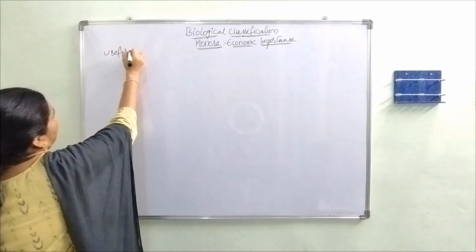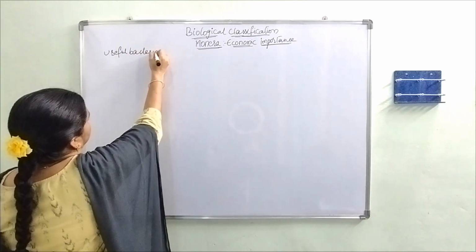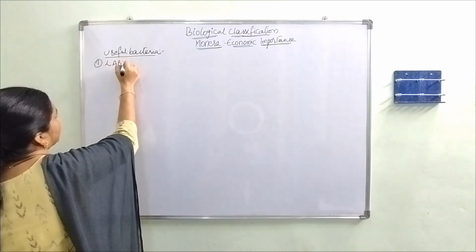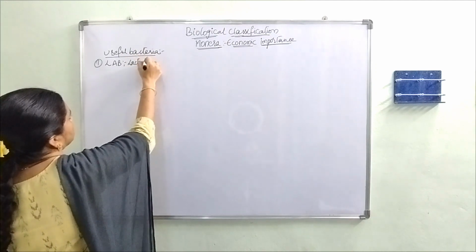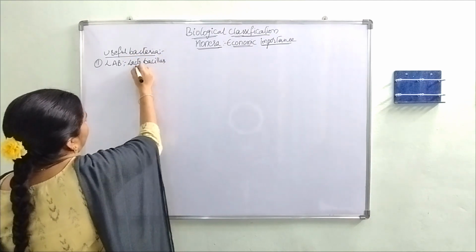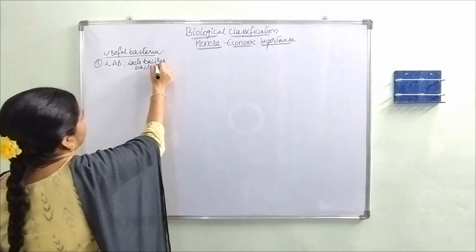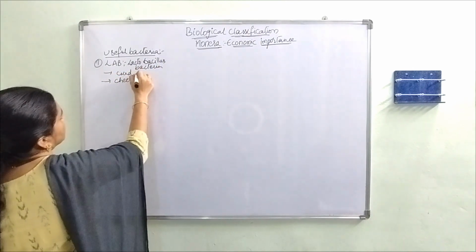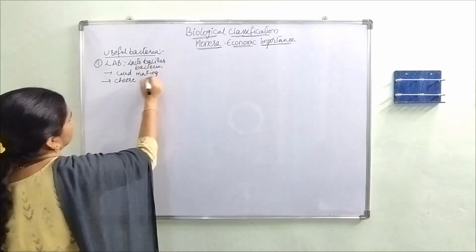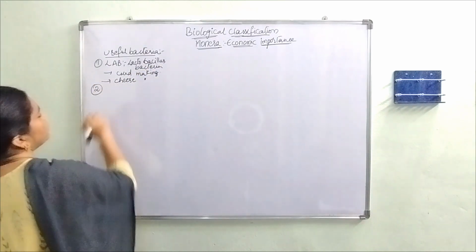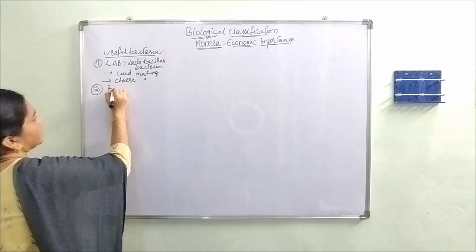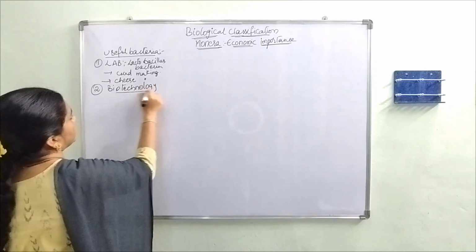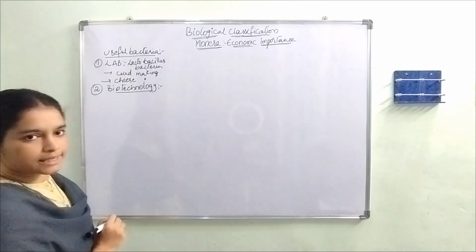So useful bacteria are, first one, the lactic acid bacillus or Lactobacillus bacteria. These bacteria are used in curd and cheese making. And the second one, the bacteria which are used in biotechnology. In this biotechnology, they are used in genetic engineering.